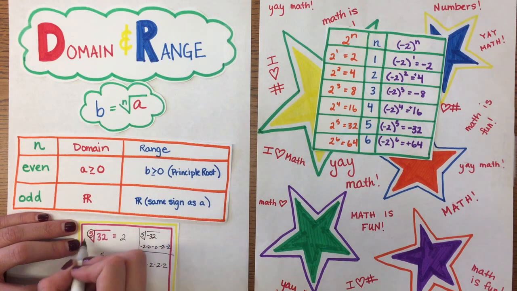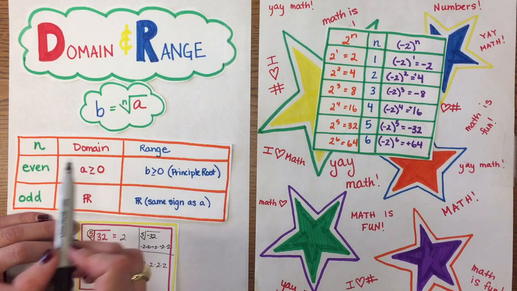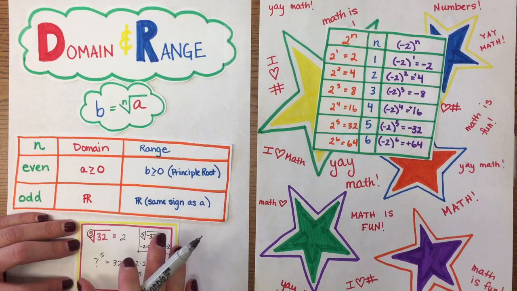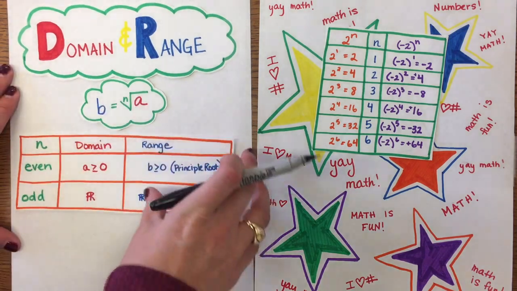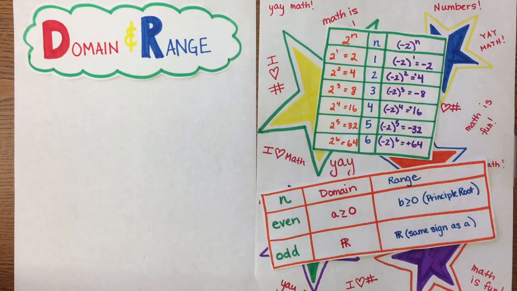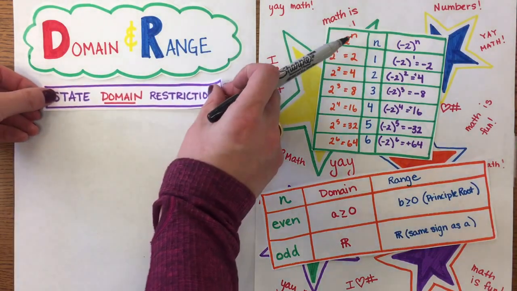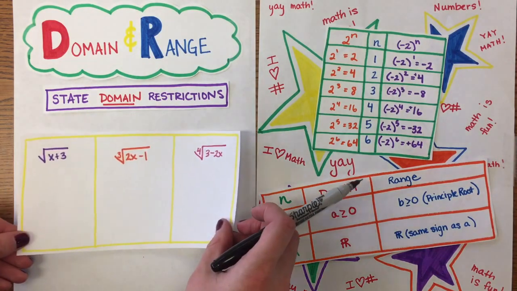What we saw is also that the radical is going to end up having the same sign as what's underneath it. The radicand and the radical evaluated will have the same sign. So all real numbers for the domain and range. So domain is not an issue I need to worry about if I have an odd index. Let's look at a couple examples of this. In these examples, I want to just state domain restrictions. So we're going to focus on the idea of domain restrictions right now.